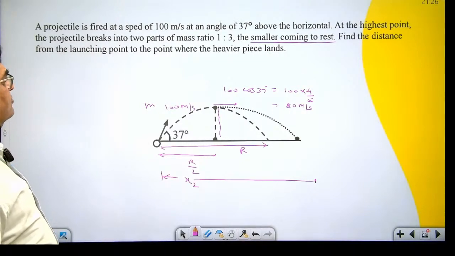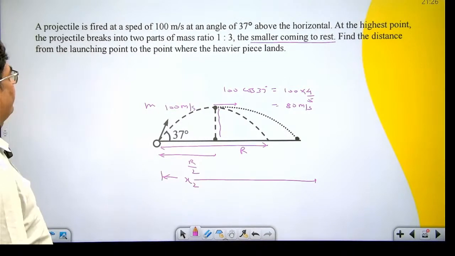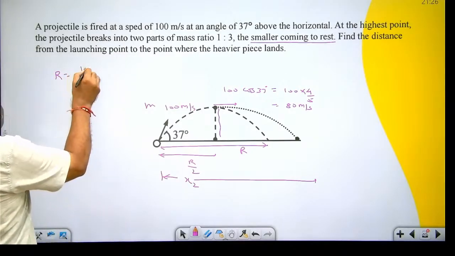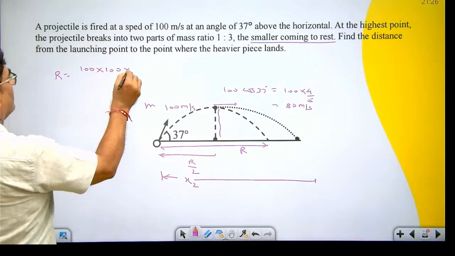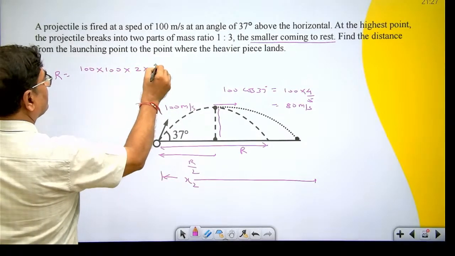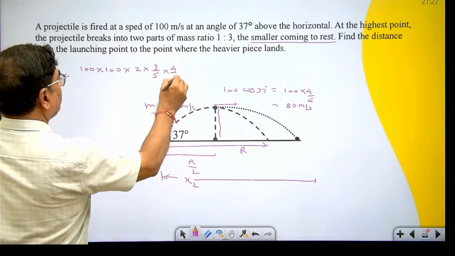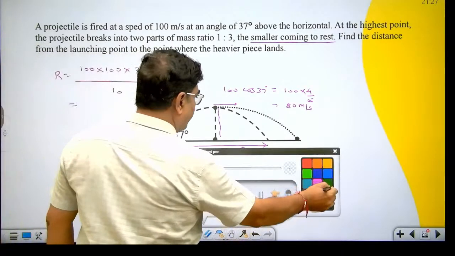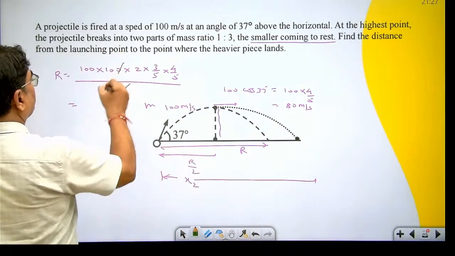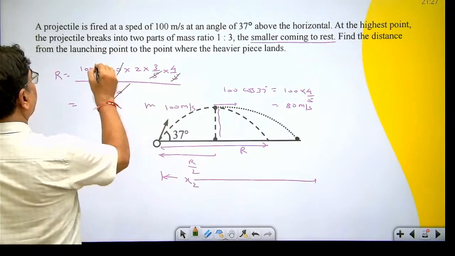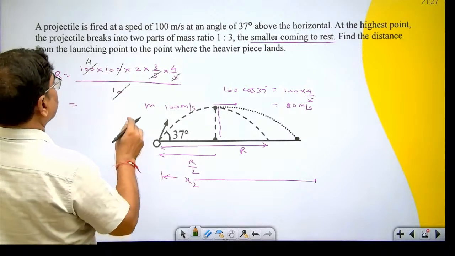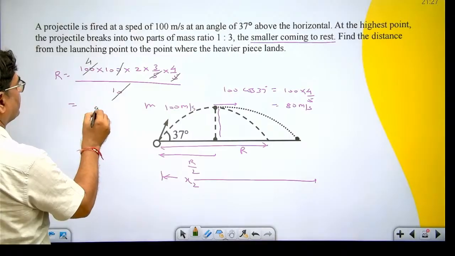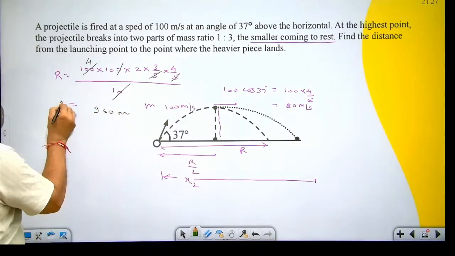Now, dear student, what is the range in this question? Everyone knows the formula of range: u square sin 2 theta upon g. u square is 100 into 100, sin 2 theta is 2 sin theta cos theta, with sin 37 degrees 3 upon 5 and cos 37 degrees 4 upon 5. If you solve this equation, the zeros will get cancelled, 5 into 5 is 25, 25 goes into 100 four times. So 4 into 2 is 8, into 3 is 24, into 4 is 96. This is 960 meter. This is the range.